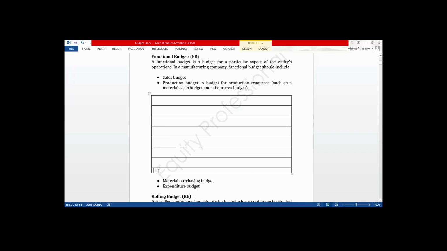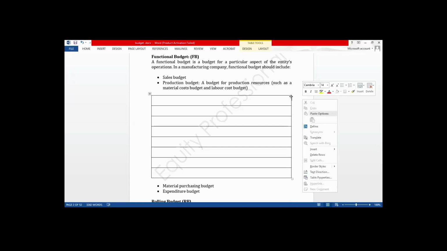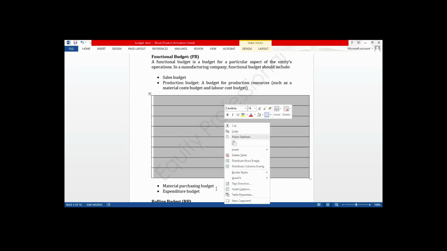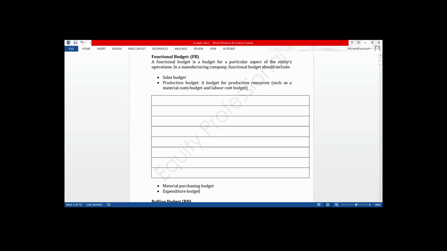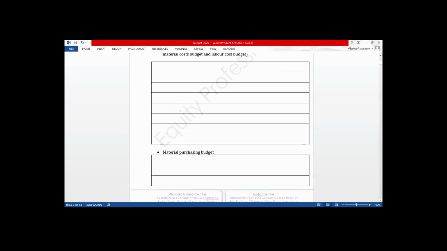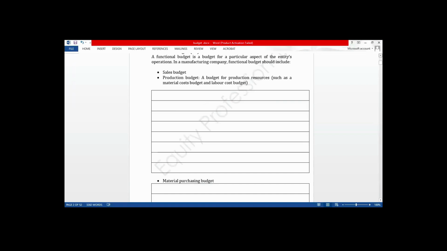We also need to prepare... I'm trying to expand this. Okay. Let me also copy this. Let's go to this. We want to show a sample of production budget or a specimen of production budget. Look at it, please. Okay, I need to keep my pad.